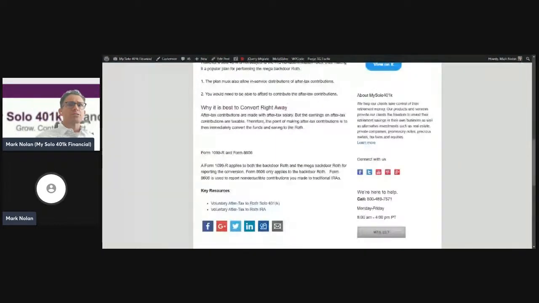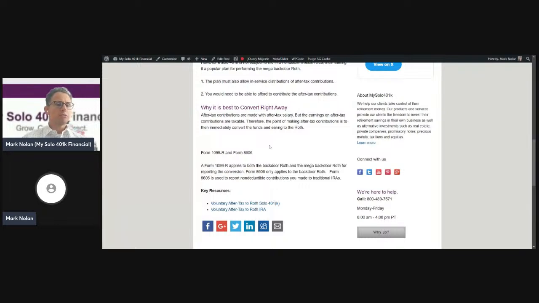Okay, why is it best to convert right away, whether we're talking about the mega backdoor Roth or the backdoor Roth? It's best to convert those funds right away once those contributions are made, because typically the earnings are going to be taxable when you convert those over to the Roth.